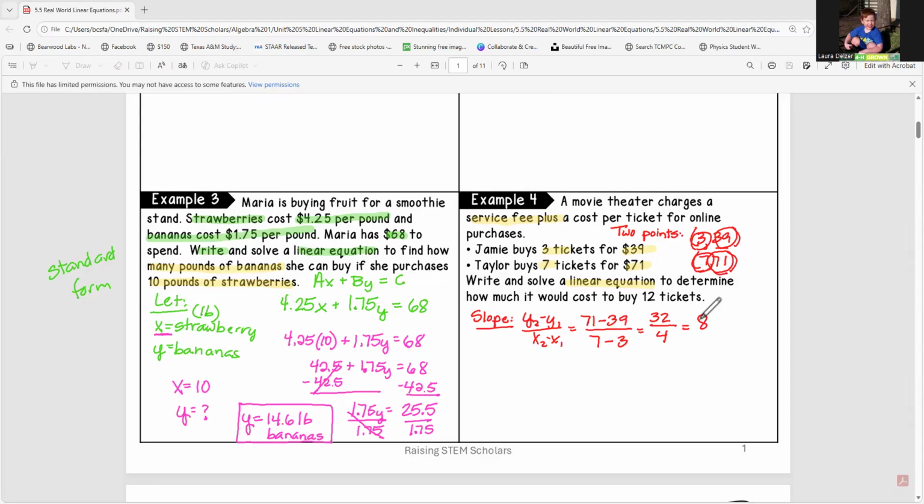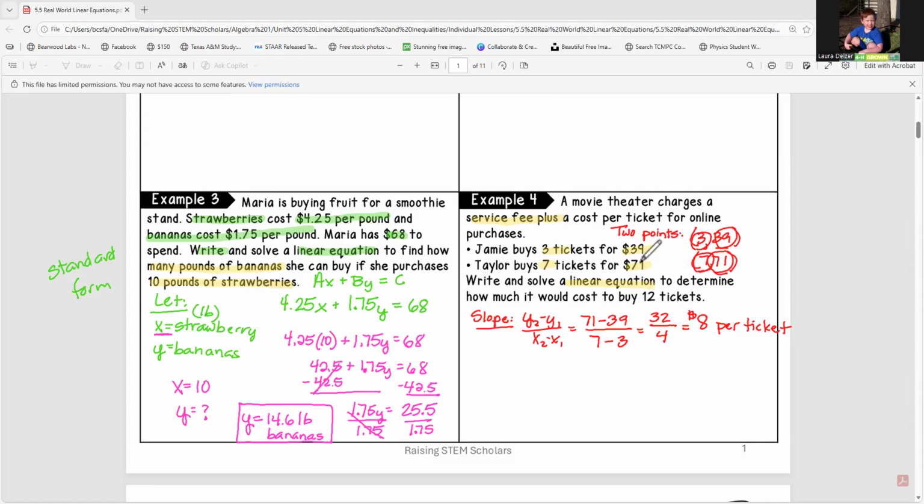Well, what on earth does that 8 mean? That slope has units with it. It has value. So we're saying that it costs $8 per ticket. Okay, that is my slope. I don't have to put those units in when I make my equation, but I just want you to know that number has value. And so knowing how much Jamie spent and how much Taylor spent on their tickets, it allows us to figure out the cost per ticket. Okay, so let's go ahead and create our equation.